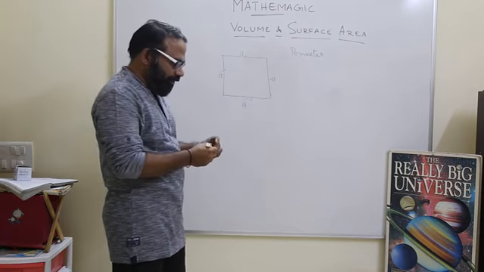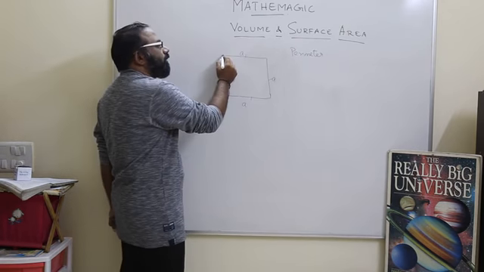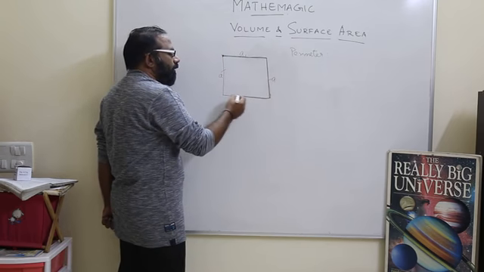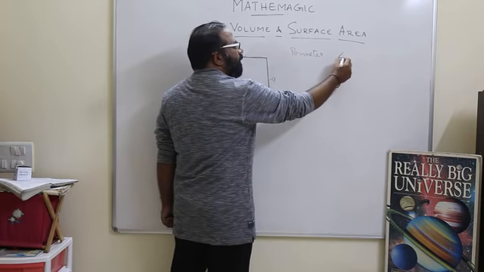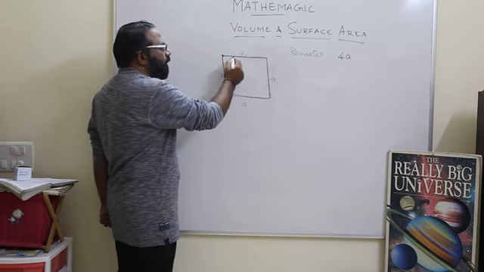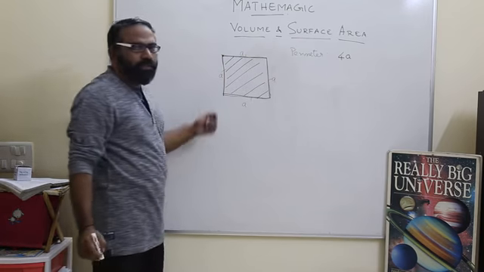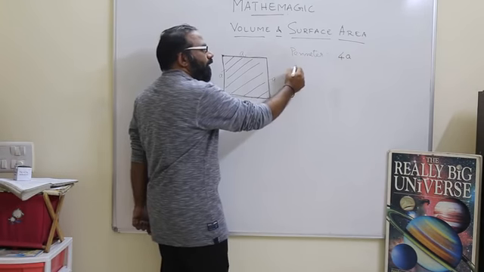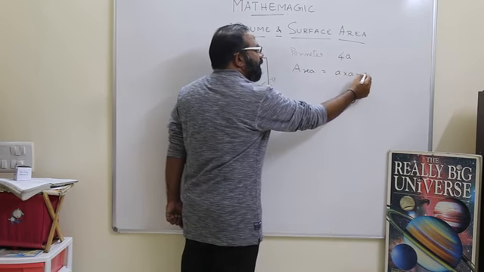Perimeter is the length of the outer boundary. So what is the length of the outer boundary? If I start from here, this is A plus A plus A plus A. So it is 4A. The perimeter is 4A. And what do you mean by the area? The area is the space inside the square. So the area of the square, how do you measure it? What is the formula? It is nothing but area is A into A, which is A square.